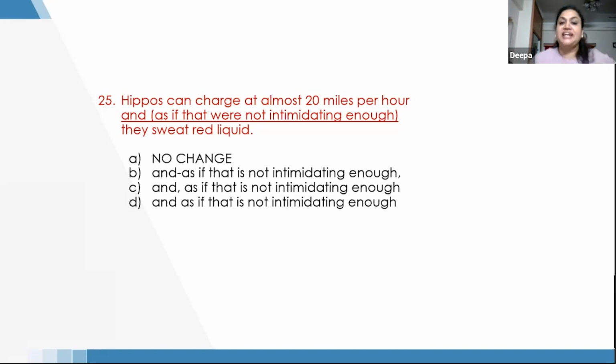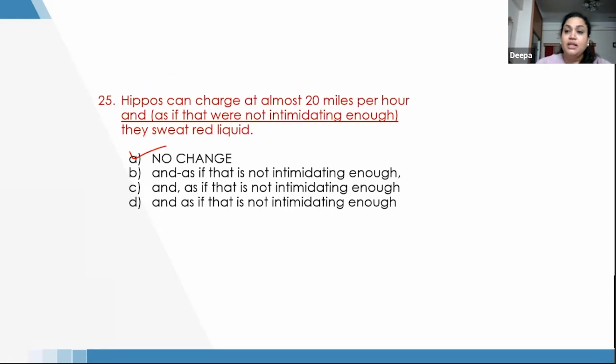Hippos can charge at least 20 miles per hour, and as if that were not intimidating enough, they sweat red liquid. Now, as if that were not intimidating enough is a descriptive of charging at almost 20 miles per hour. So therefore, either it should be placed between two commas, but because it has brackets, we will go with no change as the right option. Clear? Let's go to the next question.